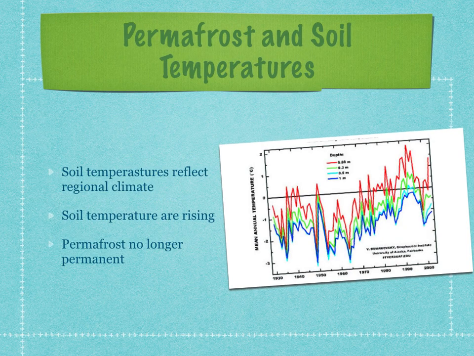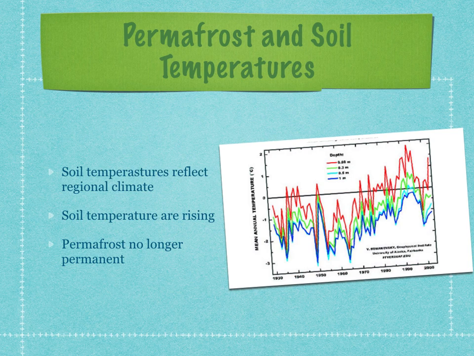Another piece of evidence that indicates warming is soil temperatures and groundwater temperatures. Soil and groundwater temperatures again reflect regional climate: solar radiation, air temperatures, the temperature of water running through it. And we find soil temperatures are rising. And in areas where soils were permanently frozen, like Alaska, we find that these soils are no longer frozen, that they are no longer permafrost. And so this is another piece of evidence.